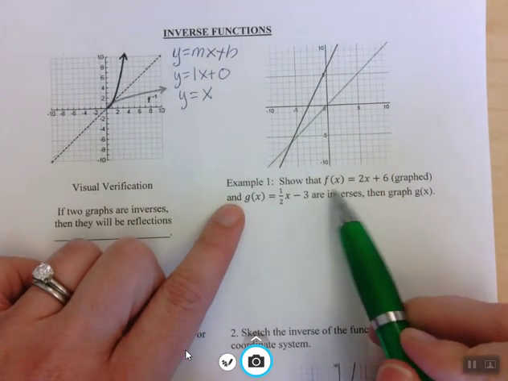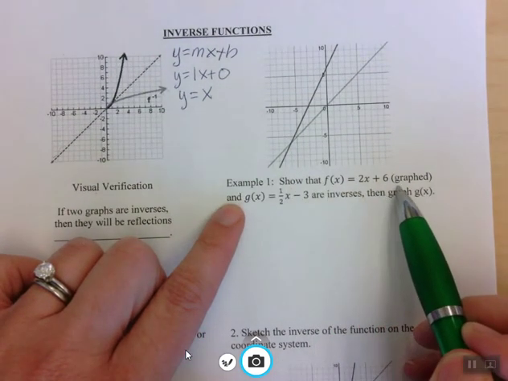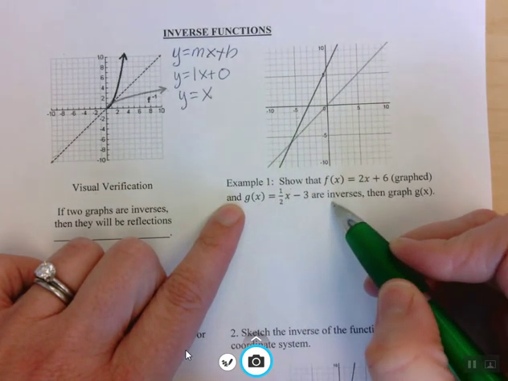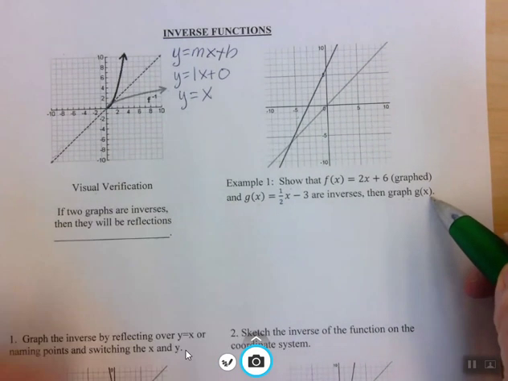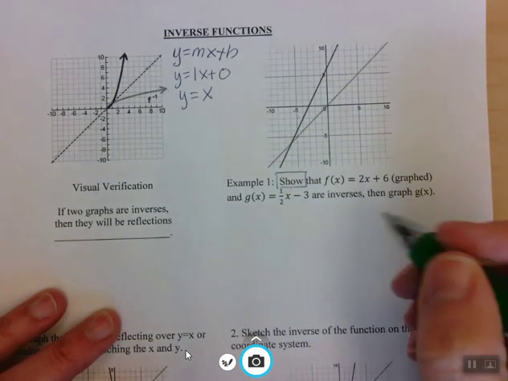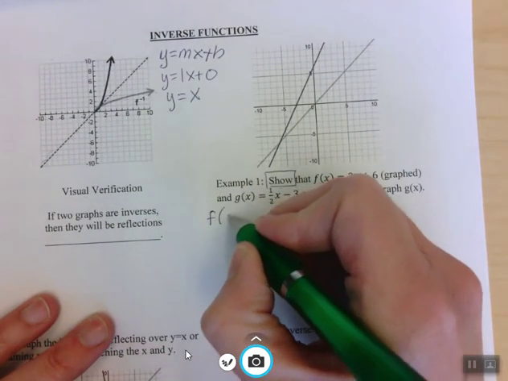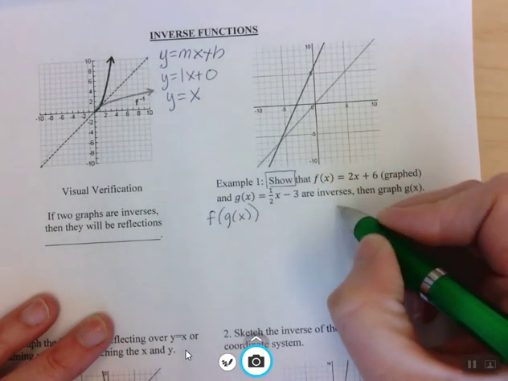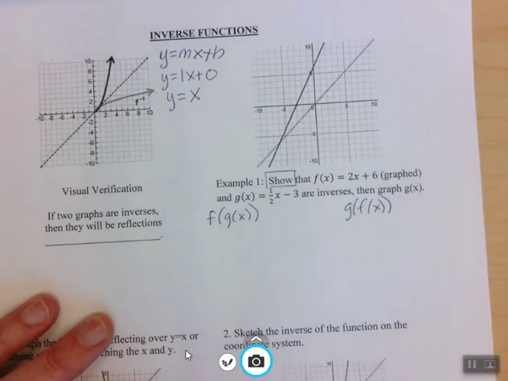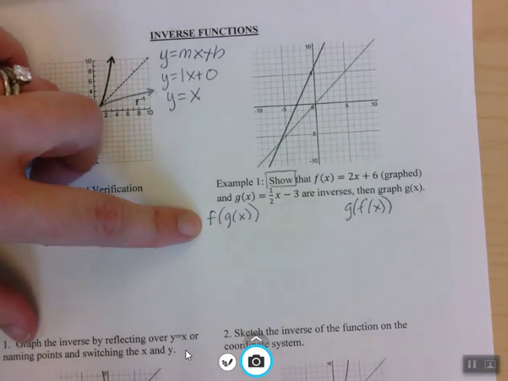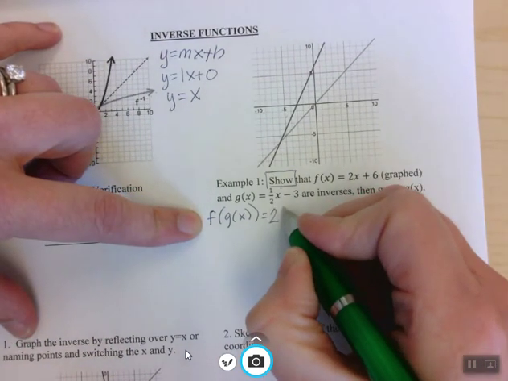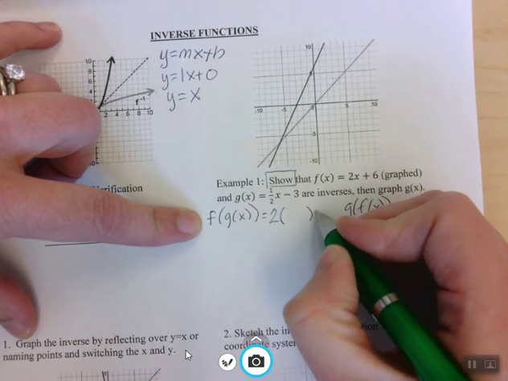Here it says, show that f of x equals 2x plus 6, that's the graphed one right here, and g of x equals 1/2 x minus 3 are inverses. And then graph g of x. The way that you show that two functions are inverses is you're going to do f of g of x, and then later you're going to do g of f of x. So you start with function f. Function f is 2x plus 6. And instead of the x, you're going to put parentheses.